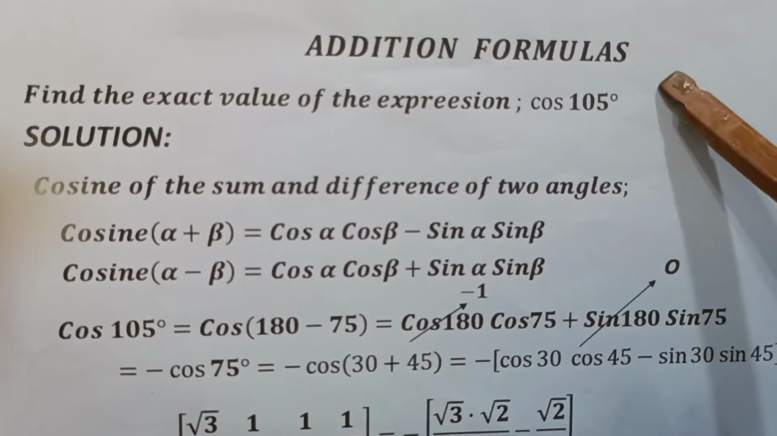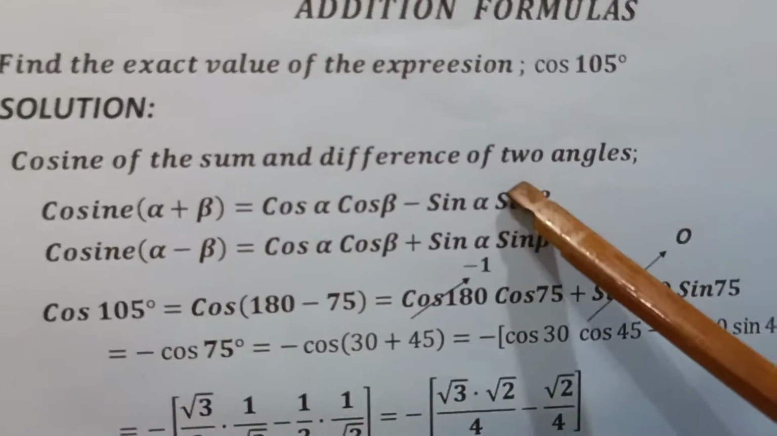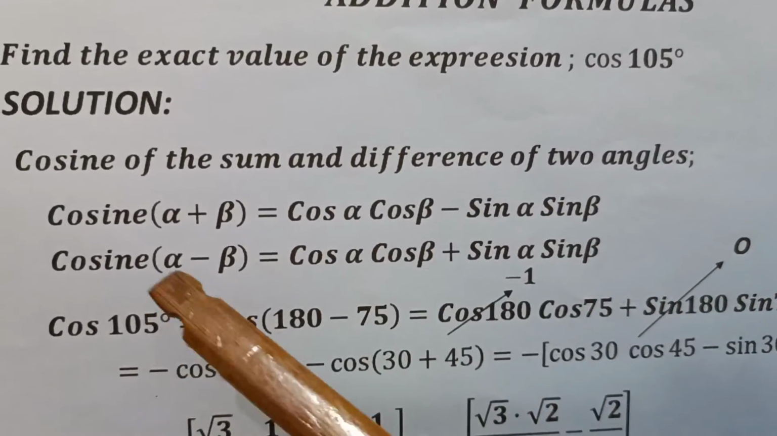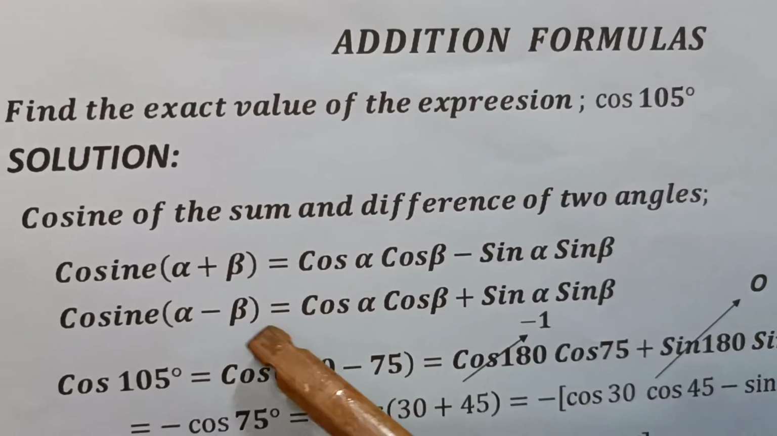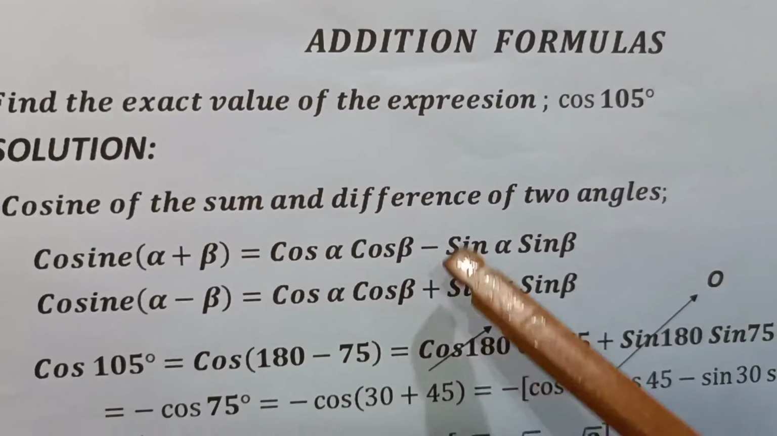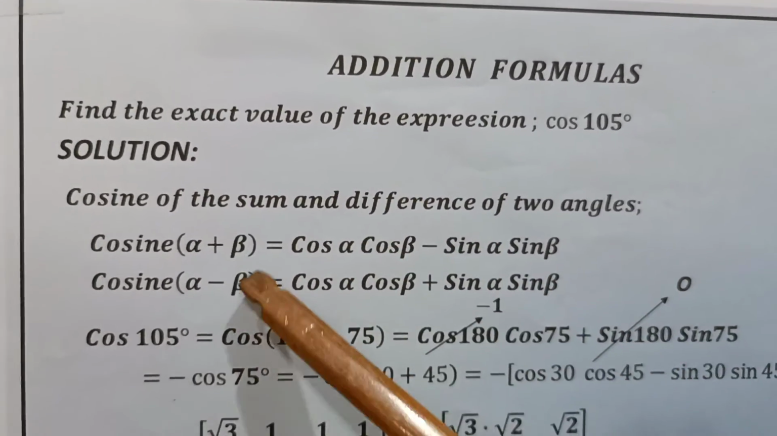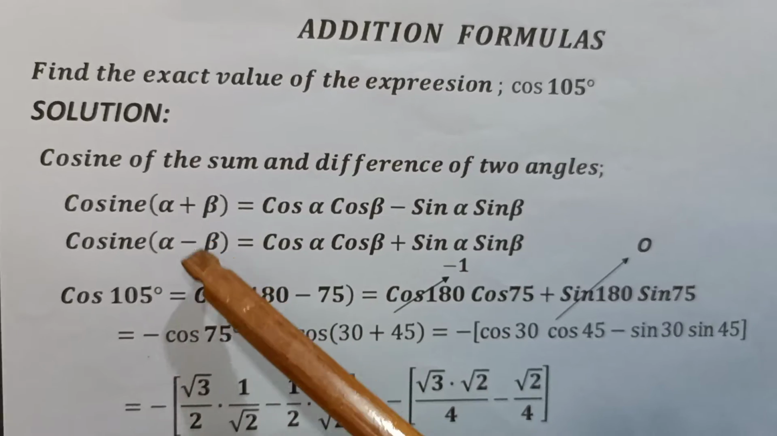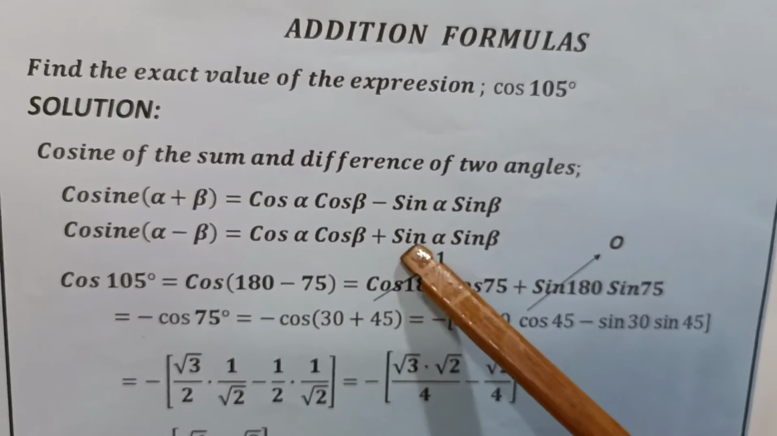The addition formulas for the cosine of the sum and difference of two angles state that cosine of alpha plus beta is equal to cosine alpha cosine beta minus sine alpha sine beta. And the difference, cosine of alpha minus beta, is equal to cosine alpha cosine beta plus sine alpha sine beta.